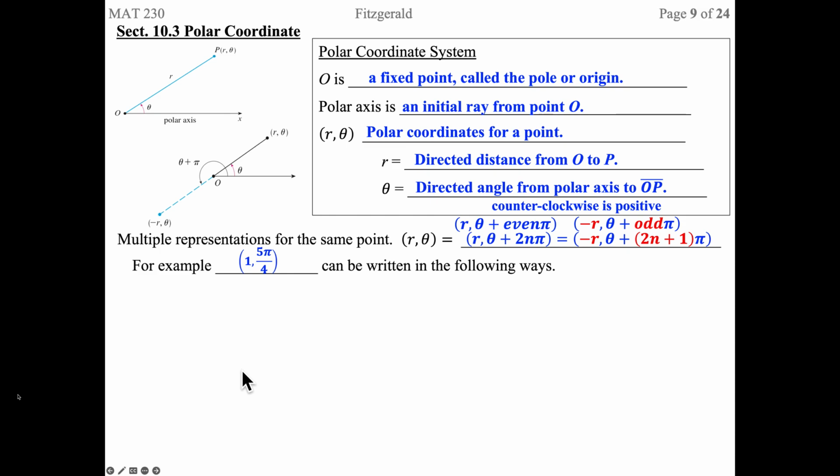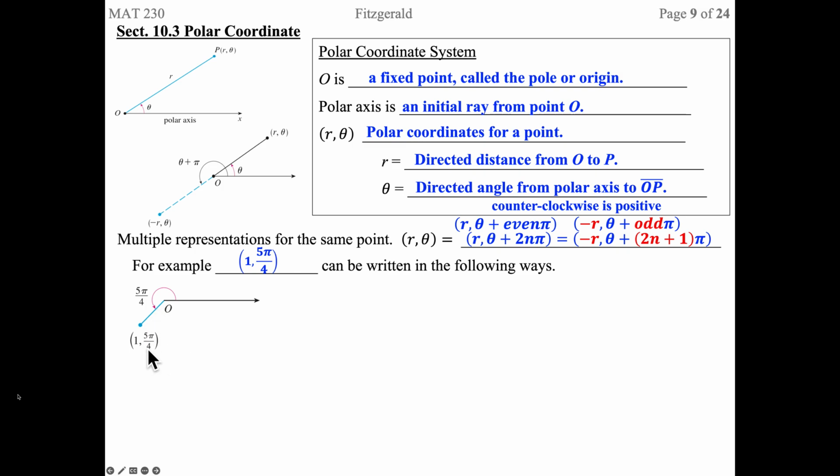So for example, if we looked at the point (1, 5 pi over 4). We can write this in different ways. If I start off, here's my positive x-axis, my polar axis. Here's 5 pi over 4. Basically, it's a 45-degree angle in quadrant 3 in your rectangular coordinate system. So that's 225 degrees if you wanted to convert it to degrees.